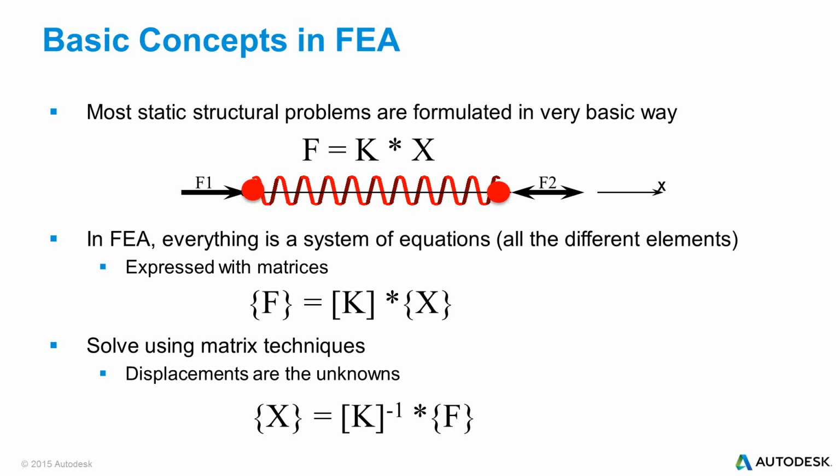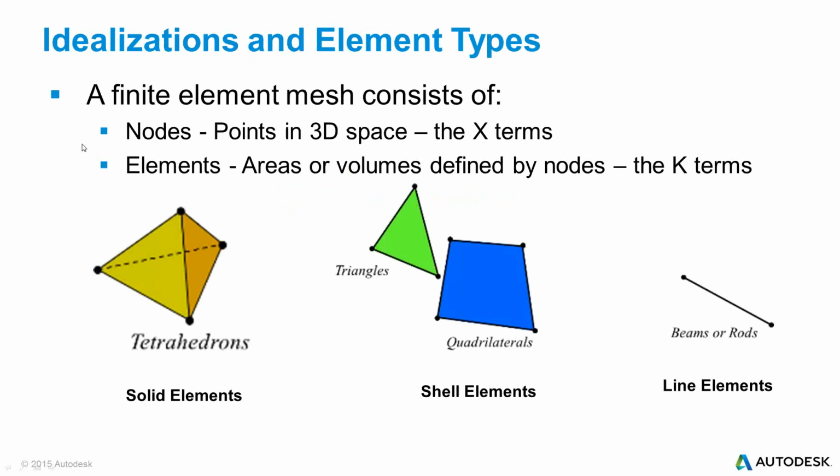In FEA, everything is a system of equations because every element is its own little equation. If my whole model consisted of spring elements, it would hold a whole bunch of equations exactly like this. So I have a column vector of forces, which are applied at all the nodes. I have a stiffness matrix, which represents the stiffness between these nodes, multiplied by the displacements, which are unknown. So using matrix techniques, I can solve for the unknown displacements given my knowns. So displacements are what I solve for.